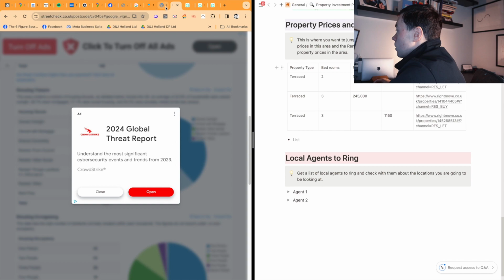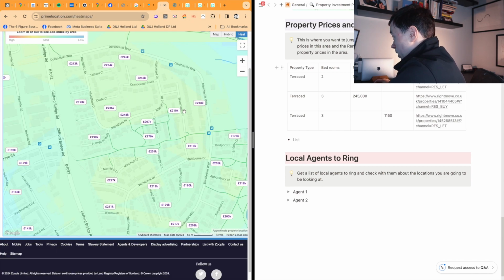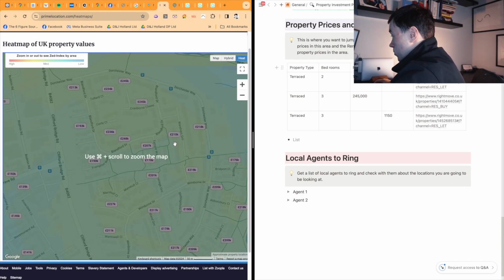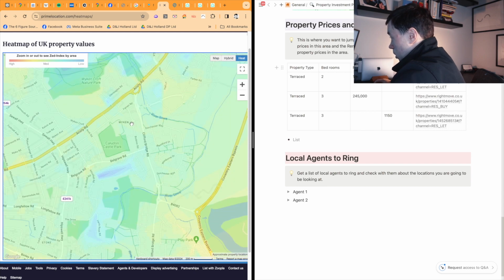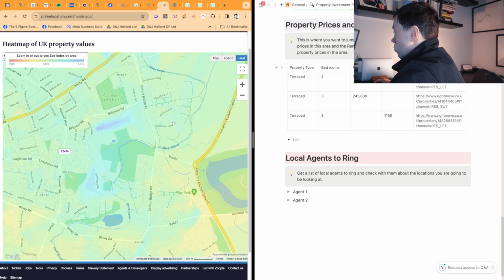And this is where the heat map comes into its own. Because depending on your strategy, you might want to go for maybe these type of properties if you're looking for flips, maybe these if you're looking for buy-to-lets, or maybe these as well if you're doing HMOs and trying to convert them, which is sort of what we're looking to do.